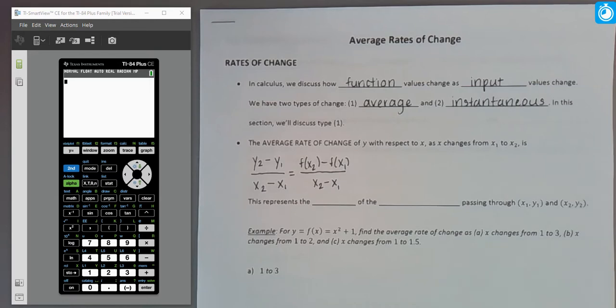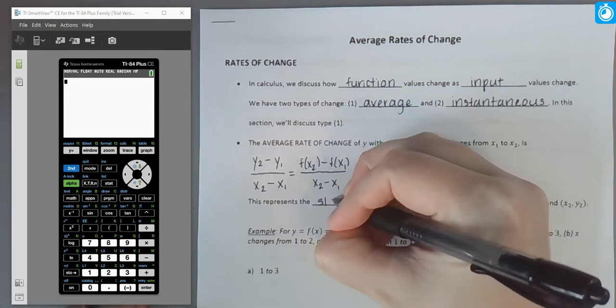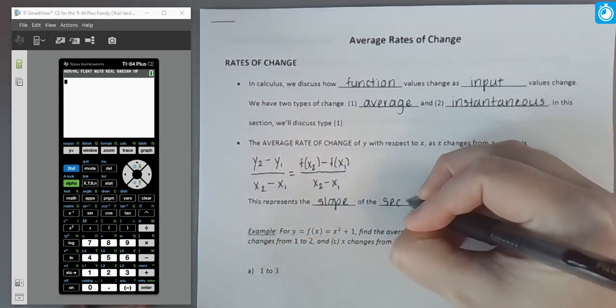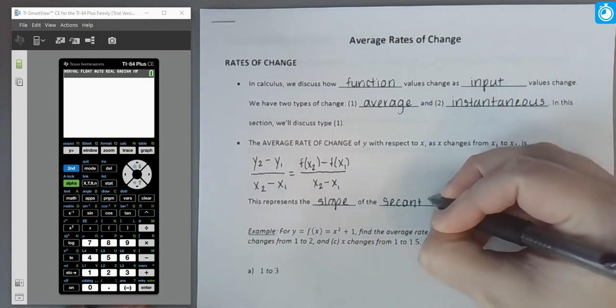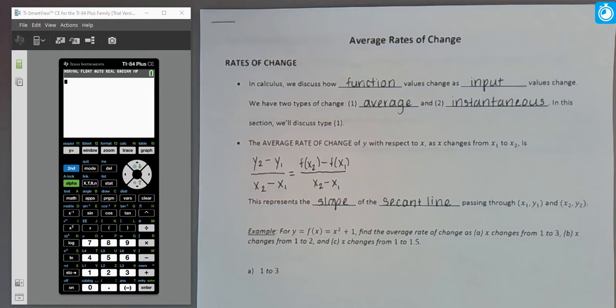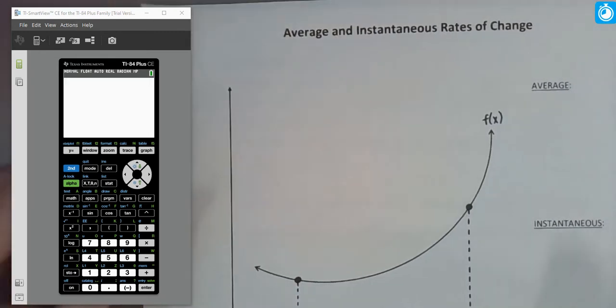Now what this represents from a geometric standpoint is the slope of the secant line, and we'll define what that is in just a moment. It is the slope of the secant line that would pass through the points x1, y1, and x2, y2 on this particular curve representing this function f of x. So let's draw a picture of what this would look like.